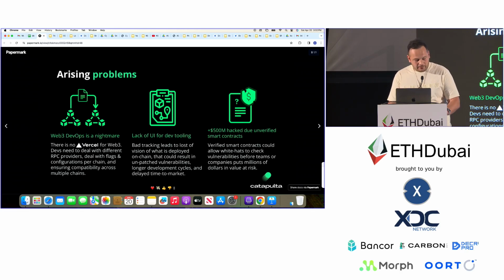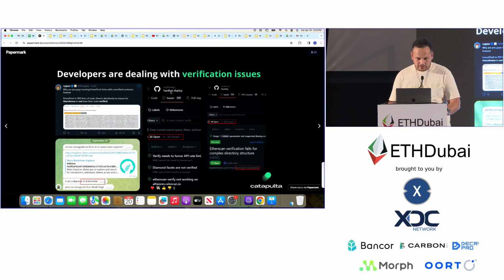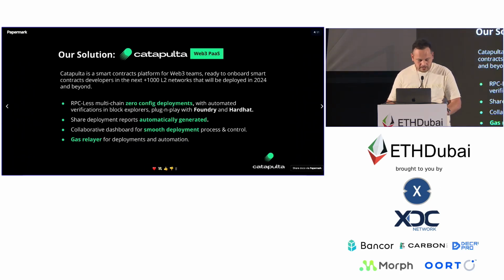And then, when everything is checked and done, millions can get hacked easily. So it's clear that Web3 developers need better, modern tools and solutions. Simple research shows that developers are dealing with a lot of issues with smart contract verifications, and some of those problems are everywhere, online, on Twitter, Discord, Telegram, GitHub, you name it.